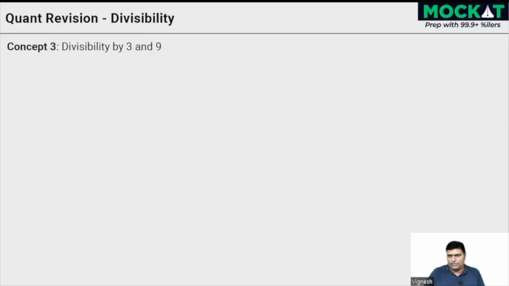Okay, so moving to divisibility by 3 and 9. We know we need to look for the sum of digits. The proof I'm not going to get into right now. We've seen that in the lesson, so just refer to the lesson if you want to understand why. We just need to work with the sum of digits over here, and that's it.